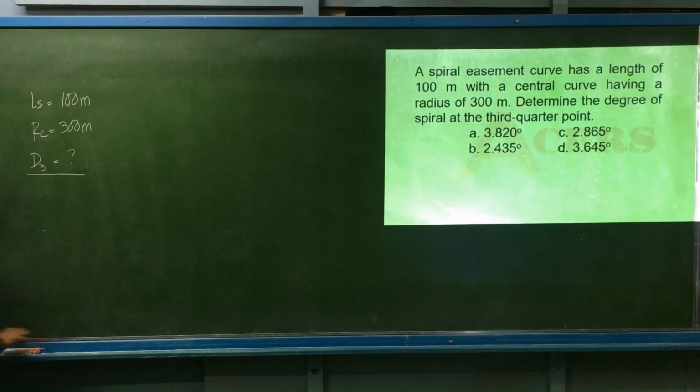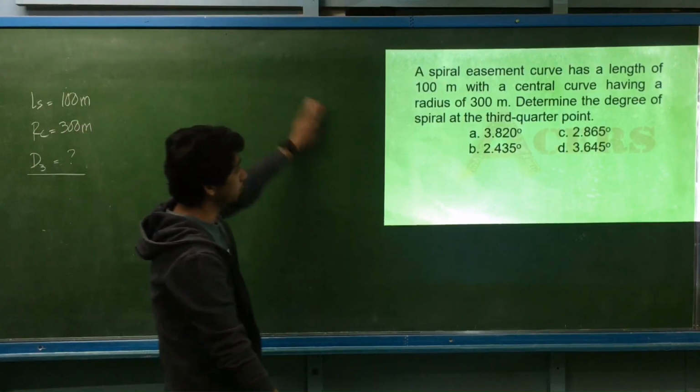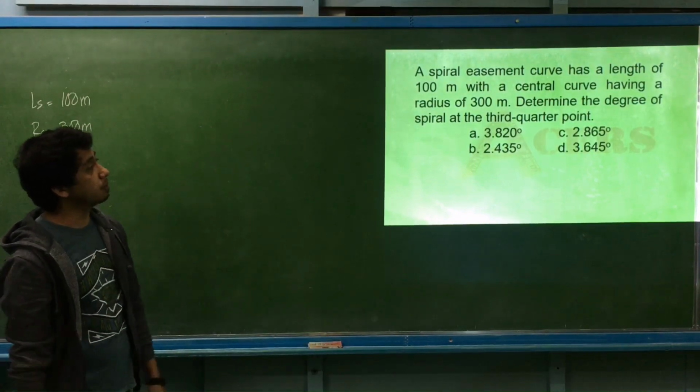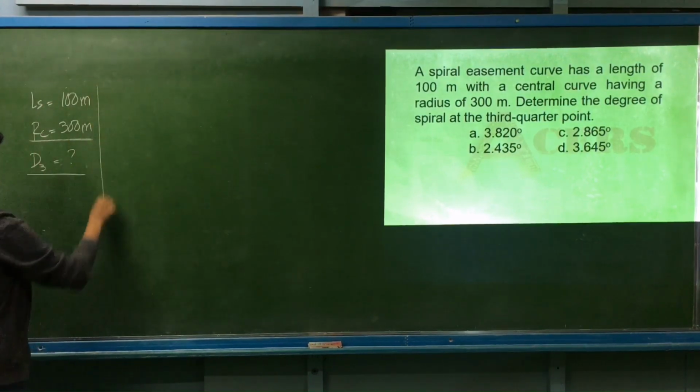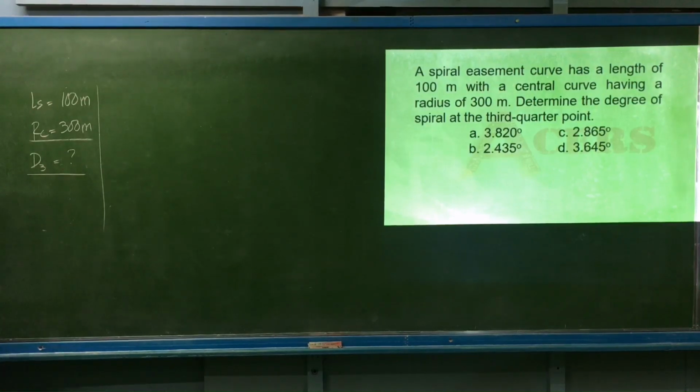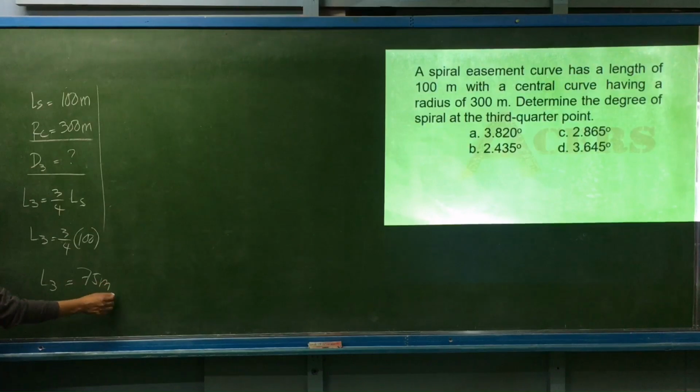Okay, balik tayo sa spiral curve. So lumabas ito, I think 2015 or 2016. So spiral Eastman curve has a length of 100 meters with a central curve having a radius of 300 meters. Determine the degree of spiral at the third quarter point. So ito yung radius ng central curve. Okay, kung ito naman yung length ng spiral, tinatanong yung degree at third quarter. So, yung third quarter is yung L sub 3 ng spiral. Third quarter, that is 3/4 of the length of the spiral. So, we have L sub 3 is equal to 3/4 of 100. So, obviously, L sub 3 natin is equal to 75 meters.